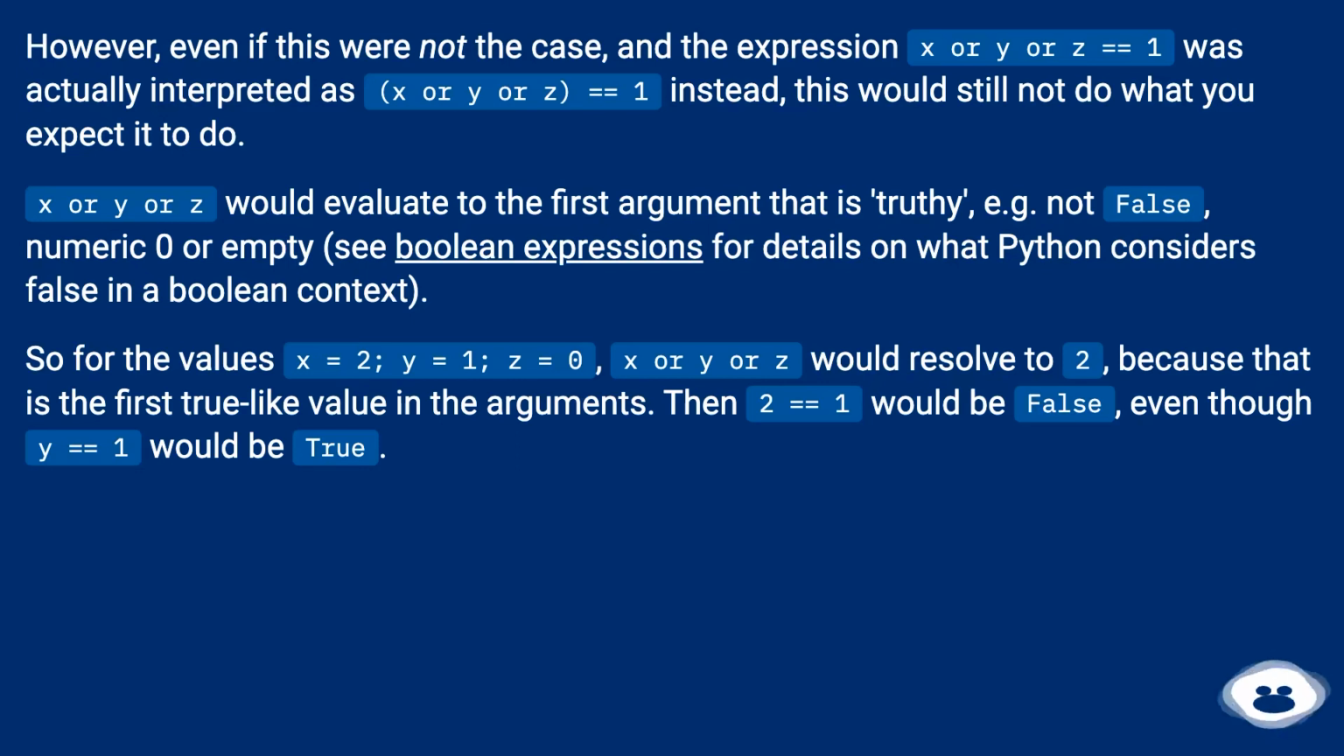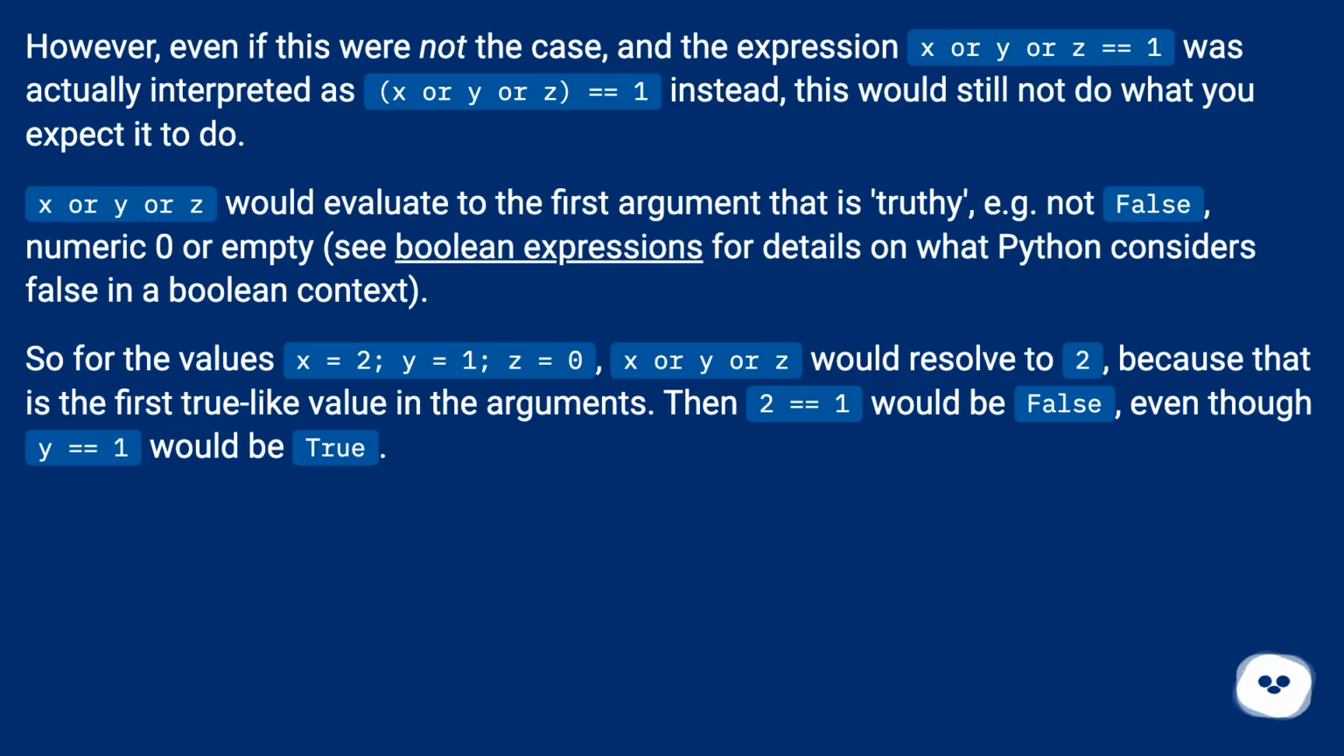However, even if this were not the case, and the expression x or y or z equals 1 was actually interpreted as x or y or z equals 1 instead, this would still not do what you expect it to do. X or y or z would evaluate to the first argument that is truthy, for example not false, numeric 0 or empty. See Boolean expressions for details on what Python considers false in a Boolean context.